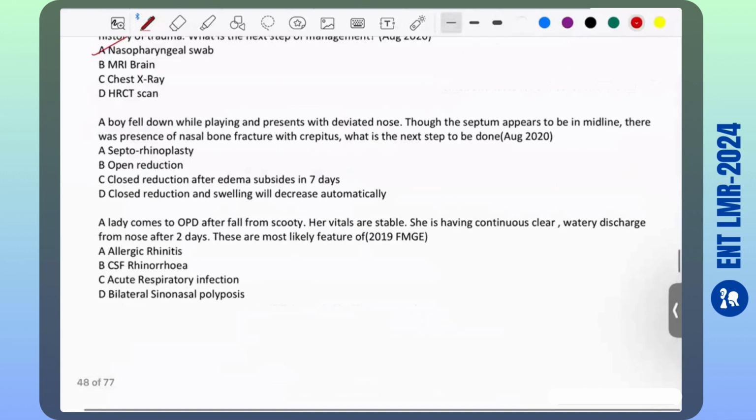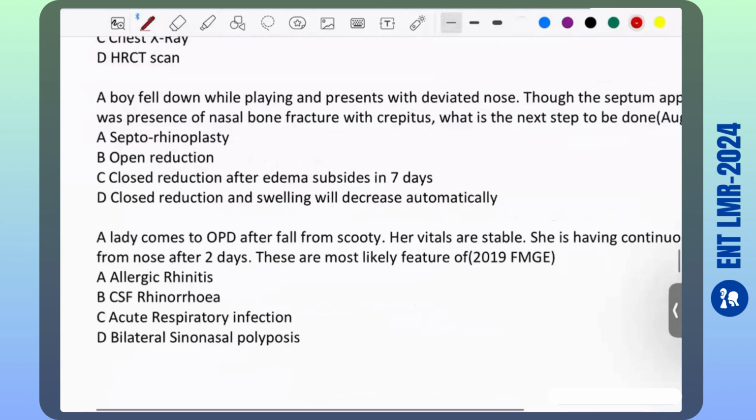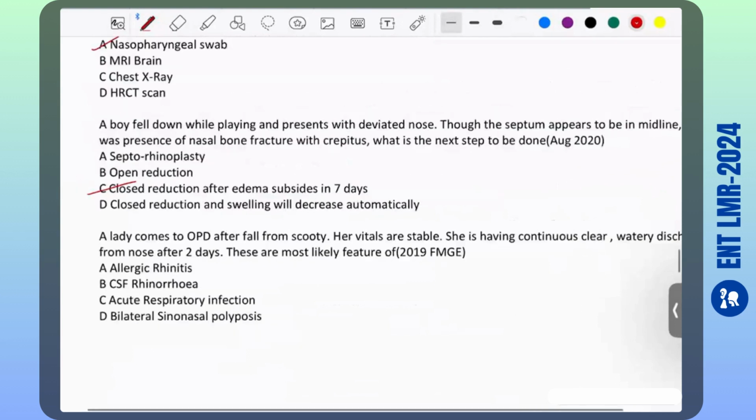A boy fell down while playing and presents with a deviated nose, which is a fractured nasal bone. There is no septal hematoma. Next step: fracture reduction after edema subsides in 7 days.